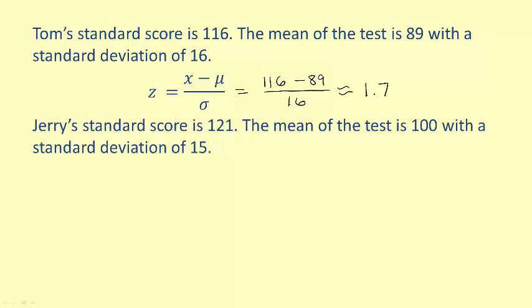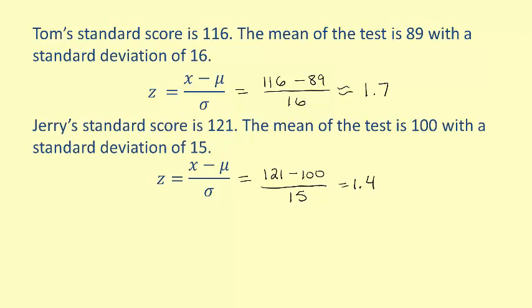Jerry's standard score is 121. The mean of the test is 100 with a standard deviation of 15. We will use the same equation as with Tom's. Substitute the values 121, 100, and 15 into the equation, and we will get a result of 1.4.